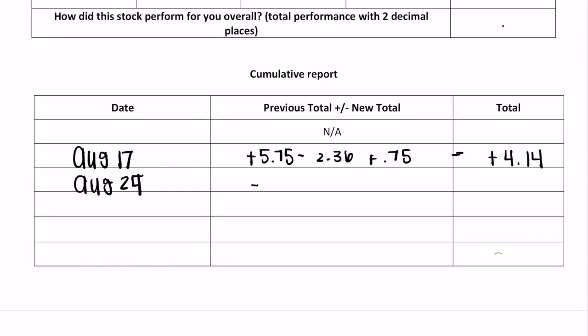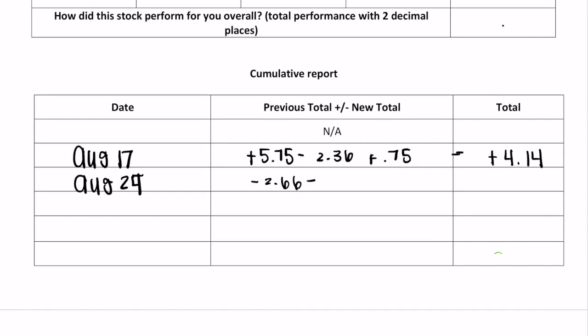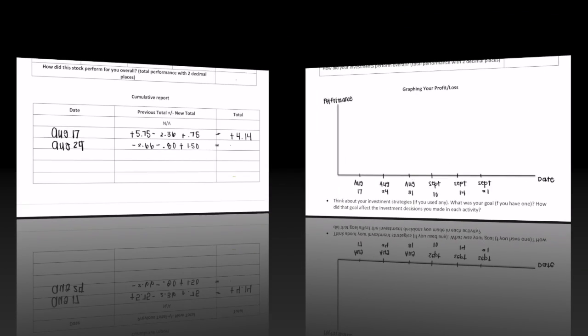$4.14. And then let's just say on the 24th, I lost $2.66 with Apple. I lost 80 cents with Facebook, and I gained $1.50 with Walmart. Well, my total change for my portfolio for that week would be negative $1.96. So we're going to go over how to graph that.